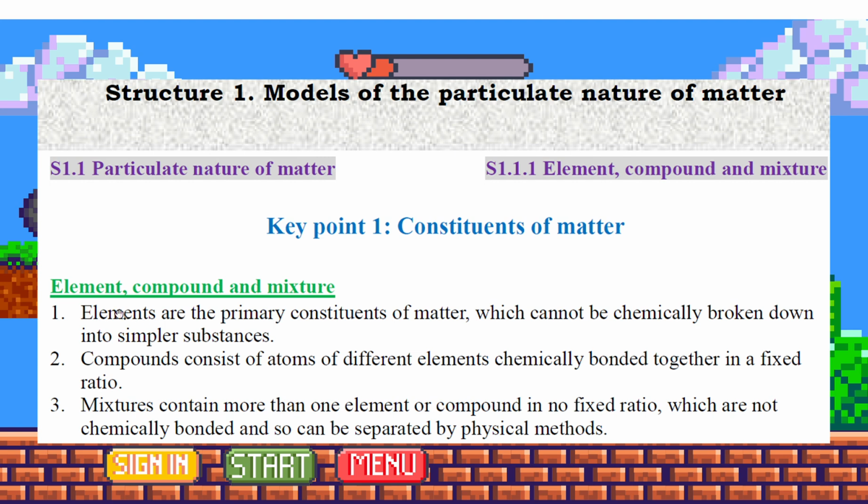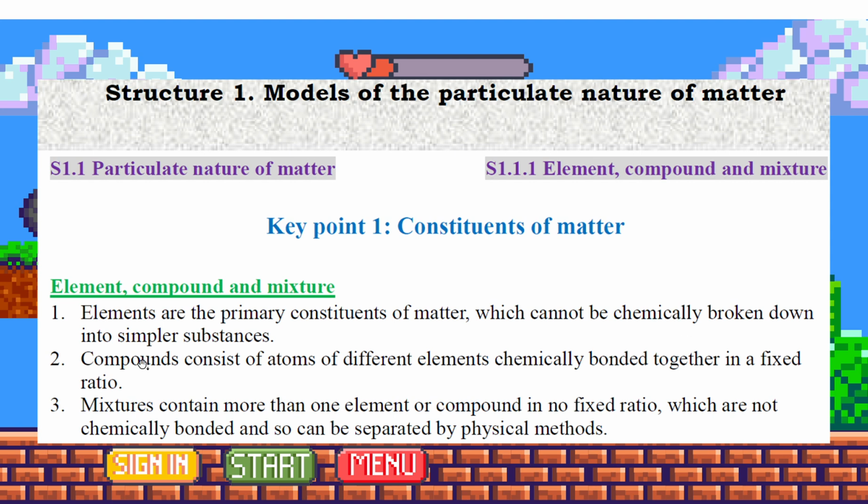Elements, what is an element? Your periodic table. Elements are the primary constitution of matter, which cannot be chemically broken down into simpler substances. Chemically broken down. It can be broken down in other ways into, as you have heard, the electron, nucleus, proton, and neutron, right? But the elements cannot be broken down chemically. So it's a difference. It can be broken down, we accept that, but not chemically broken down.